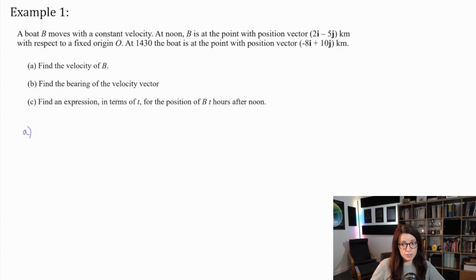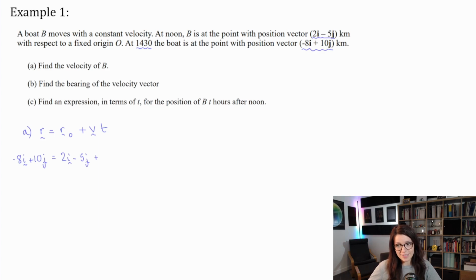Part A, we're going to use that new position vector formula to help us. And it said r equals r0 plus vt. Now we're told that at 2:30, the boat is at the point with position vector minus 8i plus 10j. So that is the position vector at time t. So we're going to put minus 8i plus 10j there. Initial position vector is 2i minus 5j. Velocity vector is what we're trying to find.